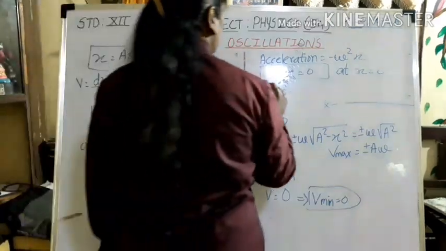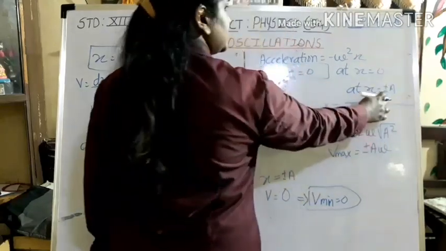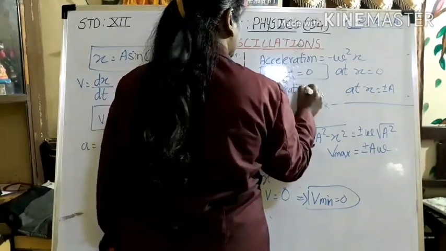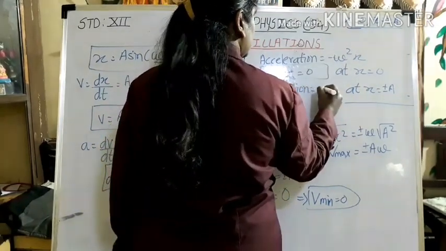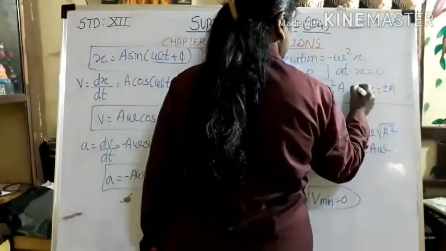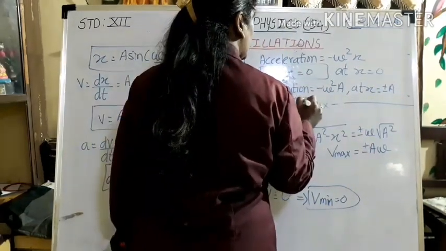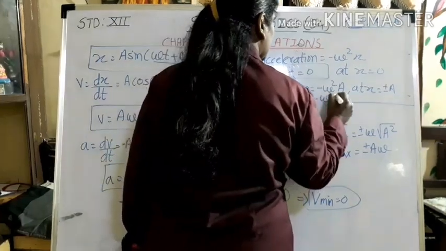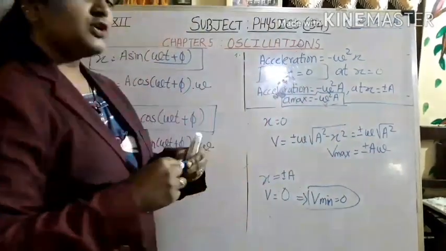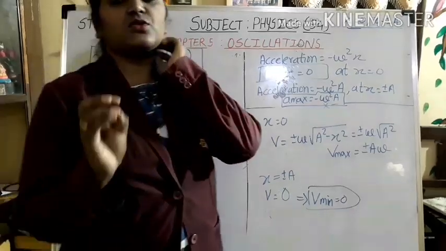Now we will find out for plus minus a, that is extremity. So acceleration will be... right. Am I right? Yes. So this is maximum. So what is the a max? This is the a max. Okay. So we have got even maximum and minimum values for displacement, velocity and acceleration.